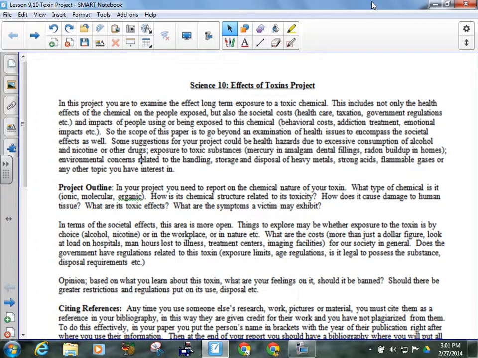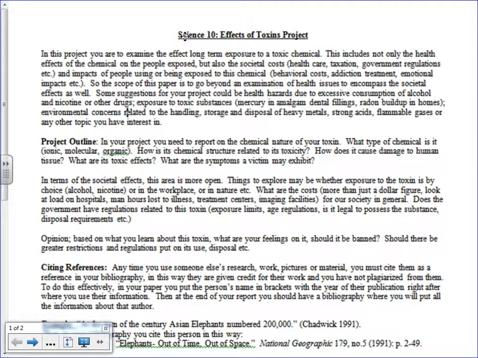Listen carefully here, guys. This is your first research project in Science 10. We're going to be going to the library today and tomorrow, and I'll see about maybe next week, but we probably won't get another day. You'll be researching a toxin of your choice.